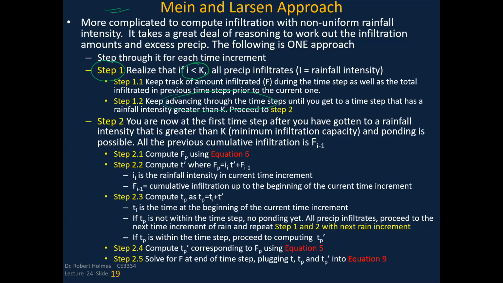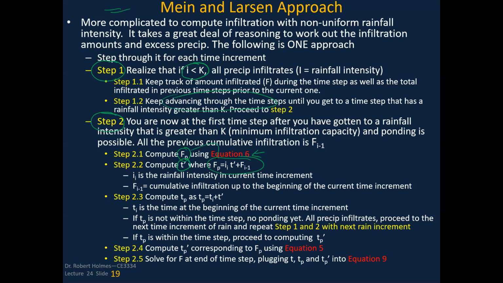Okay. Once I've got that, I go into step 2. And then I follow these processes. I just basically solve things. I solve F sub P using equation 6, and then I calculate something called T prime, and that's defined right here.